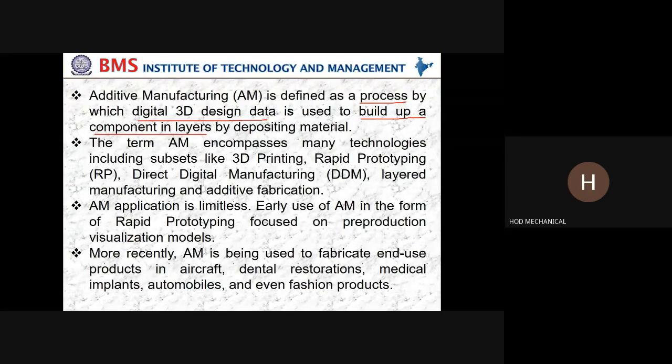What is the machine going to do? The machine is going to build the component by depositing the material layer by layer, one layer, then another layer, like that. A layer is represented by a thickness, so material of that thickness will keep on being deposited. That is the basic definition of additive manufacturing. The term additive manufacturing includes other names: 3D printing, rapid prototyping, direct digital manufacturing, layered manufacturing, and additive fabrication. These are all different names given for additive manufacturing.